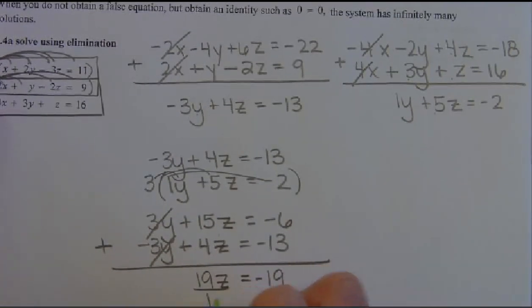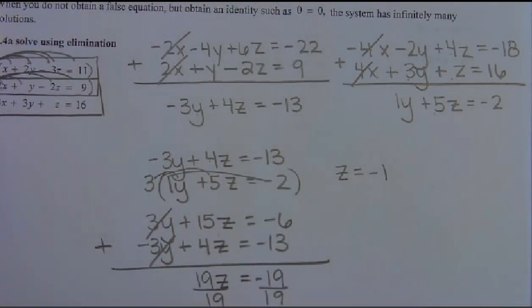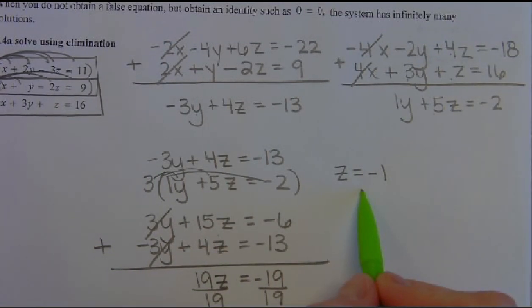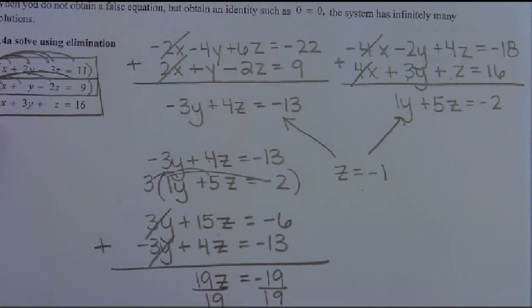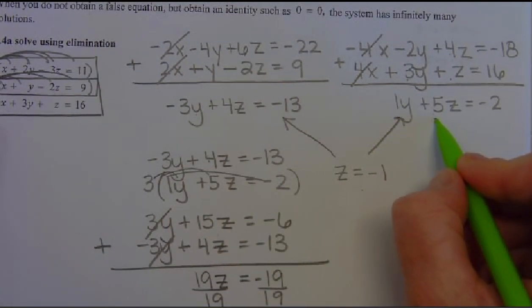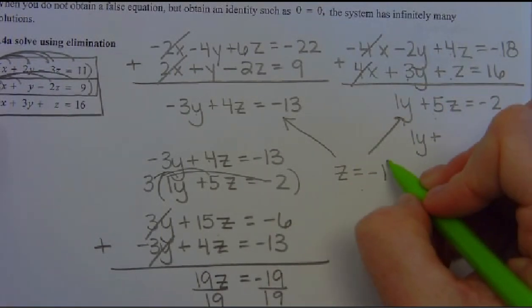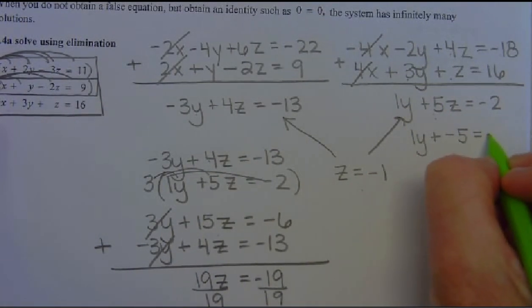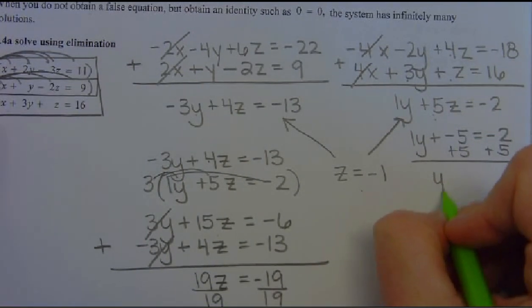If I then divide by 19, I get z equal to -1, and that is the first part of my solution. Once I get z, I have to plug that back into either this one or this one to get y. So I'm going to plug it in here. So I have 1y plus 5 times -1 is -5 equals -2. I'm going to add 5, and I see that y equals 3.